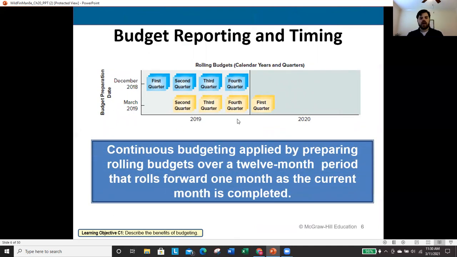Now, here we see how our budget reports typically get done. We will typically look at a budget every quarter, and then we'll have an annual budget as well. You may even drill this down into a monthly budget. That's fine. Here we're primarily concerned with the years and quarters, though.